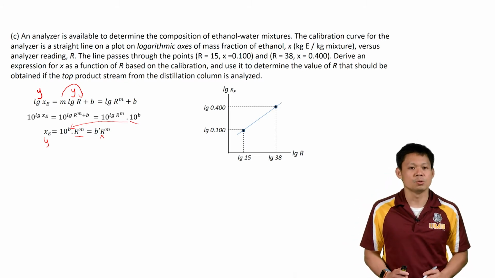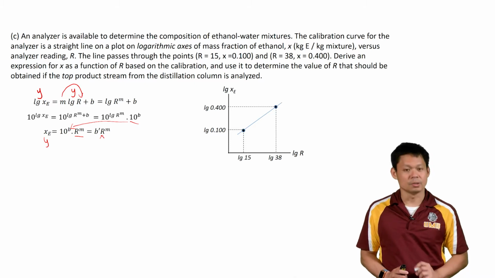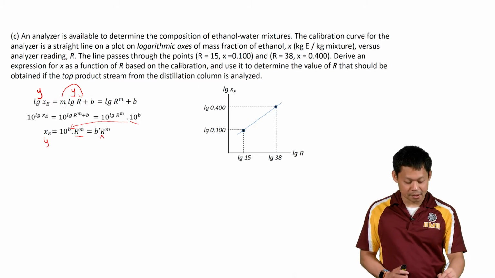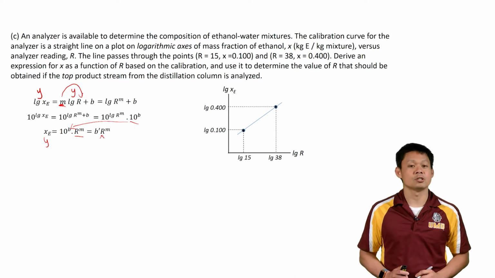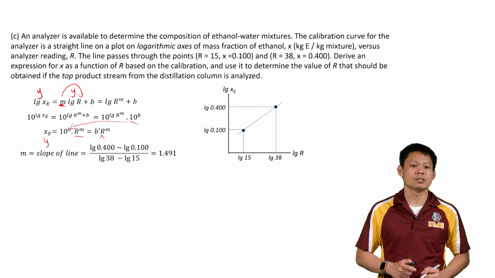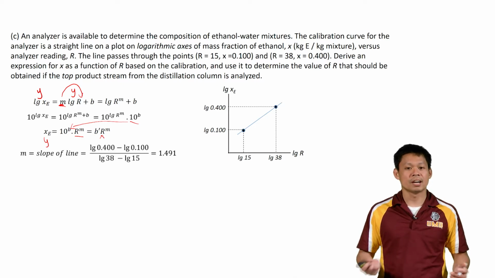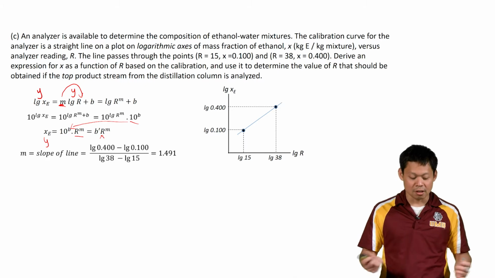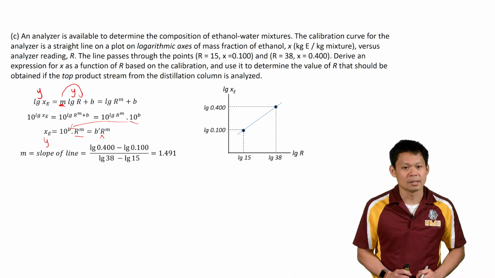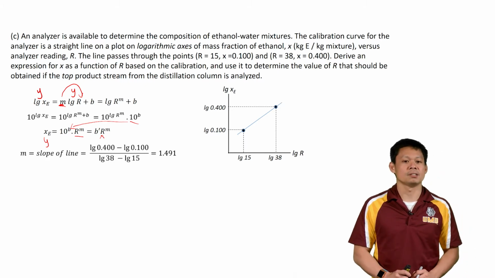There's a couple of ways to do it. What I'm going to do is go back to the linear form, because m in the linear form is essentially the slope of this line. So let's calculate the slope of this line. It's just the rise over the run. The rise is log of 0.4 minus log of 0.1. The run is log of 38 minus log of 15. We have the slope of that line.